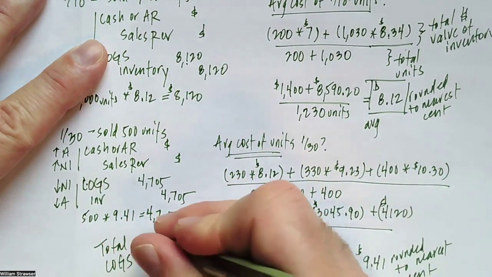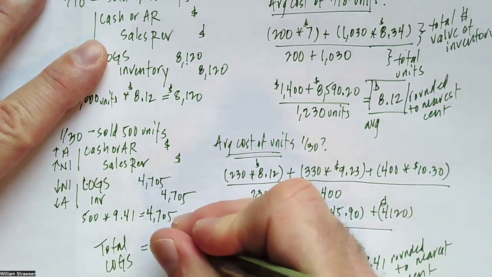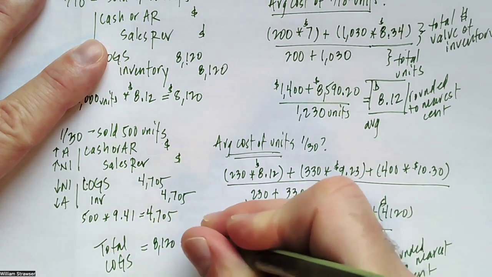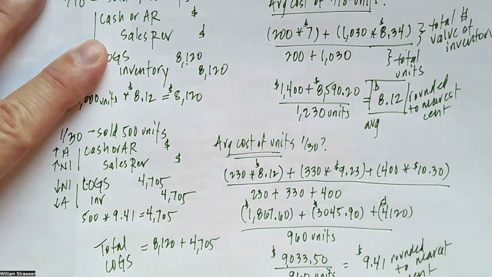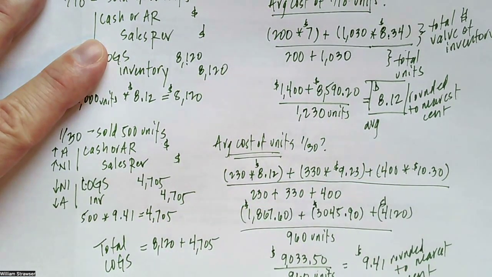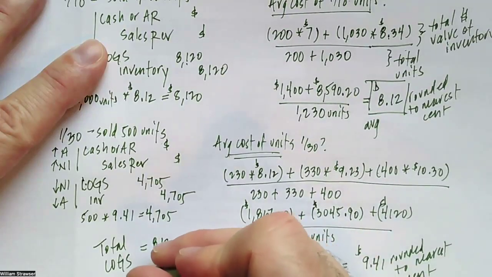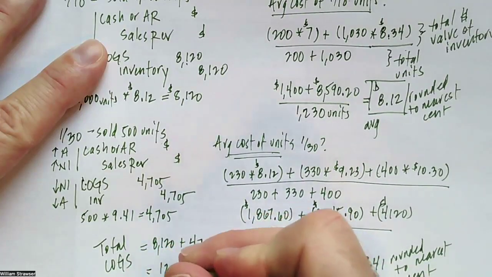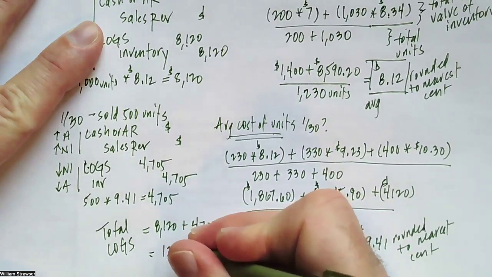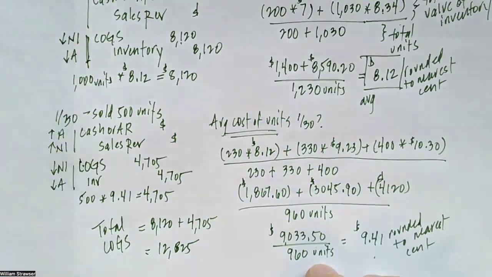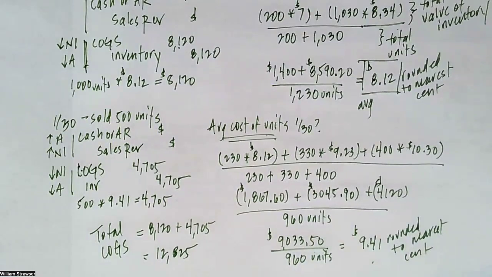So the total cost of goods sold for this period would be the 8,120, and add to that the 4,705. And that is 12,825. Now, if that's total cost of goods sold, what is ending inventory?